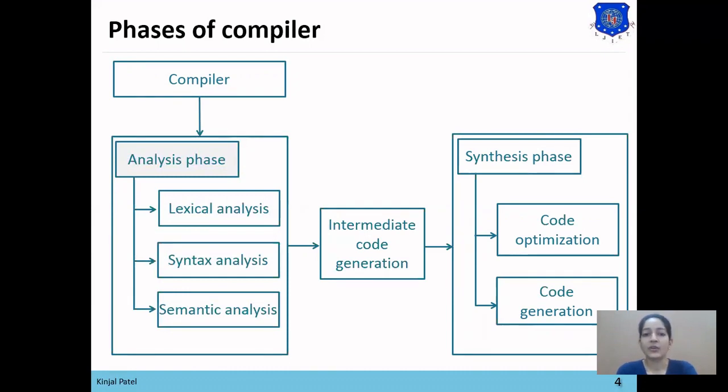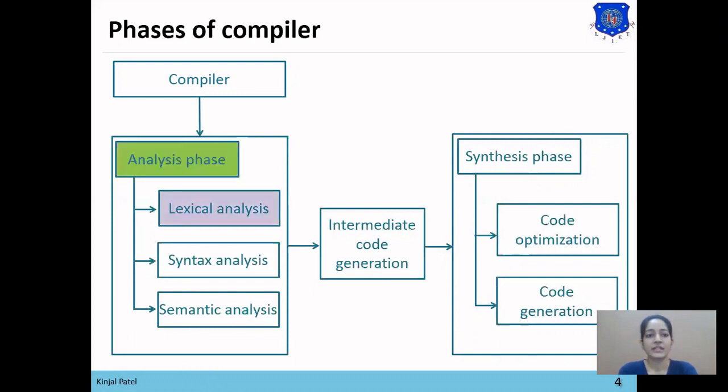So output of intermediate code generation is passed to the code optimization phase. So code optimization phase will reduce the size of our code and it will optimize our code. Now that optimized code will be passed to the code generation phase, and code generation phase will generate assembly code from optimized code. So these are the 6 subphases of compiler. We will learn all these phases with one example.